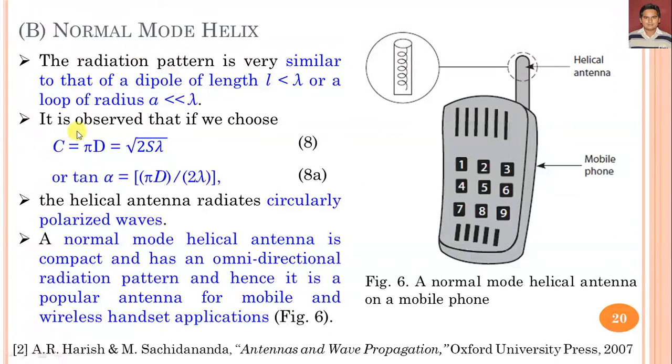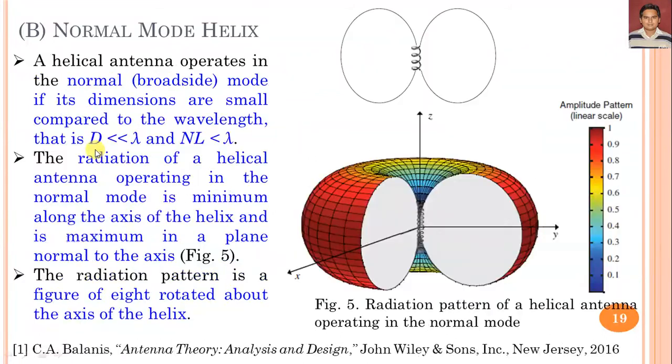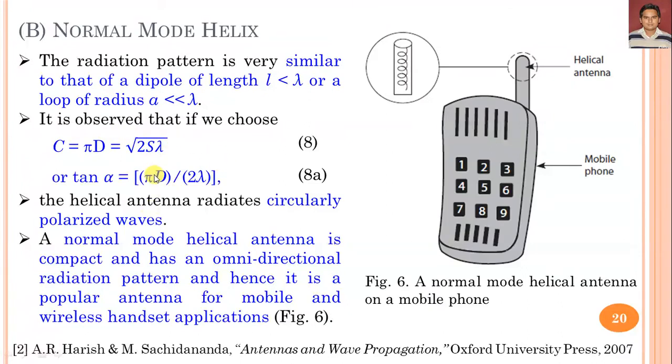And it is observed that the helical antenna operates in a normal mode only when we consider the circumference C equal to pi D equal to root of 2S lambda, and tan of alpha equal to C upon twice of lambda. So these are the two criteria, where D less than lambda and N into L is less than lambda, through which we can define the normal mode helix. And the helical antenna again radiates a circularly polarized wave.